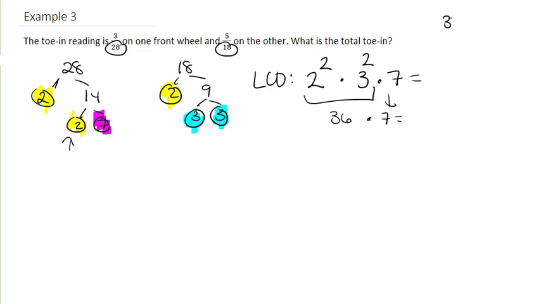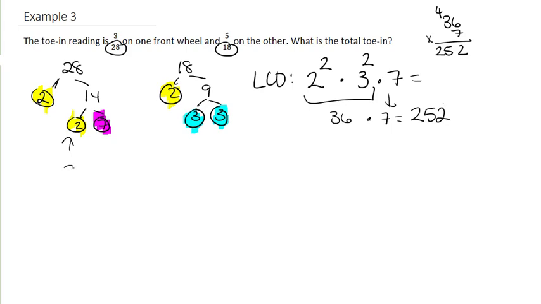So let's go right here. 6 times 7 is 42, carry the 4. 3 times 7 is 21 plus 4, which is 25. So this is equal to 252. So now we can go ahead and write this out.